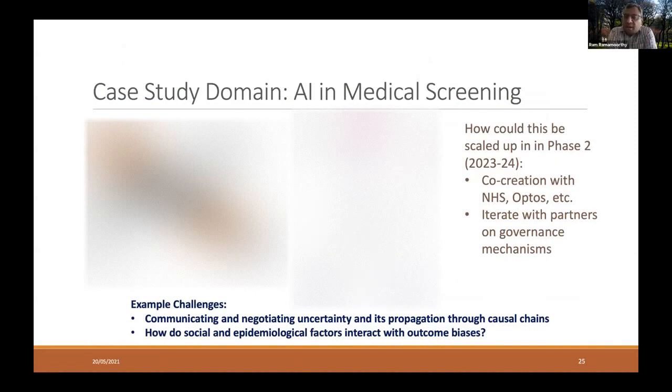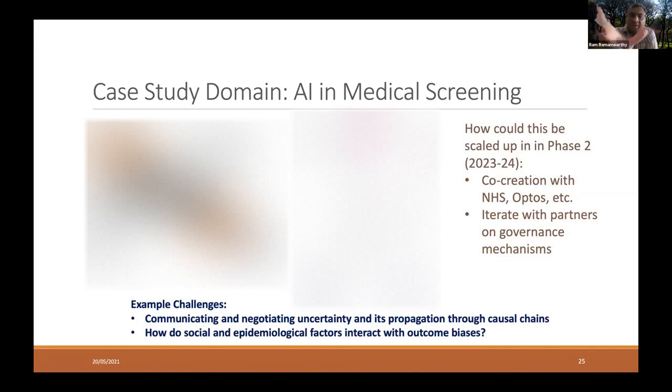So we're engaging actively with a couple of NHS teams and companies such as Optos, who are major suppliers to the NHS screening process. In one instance, we are speaking to a team that are in charge of diabetic retinopathy screening in Scotland. In another instance, we are speaking to the team that are in charge of HPV cancer screening. And in both of these situations, we are trying to understand how these teams can communicate and negotiate uncertainties and understand their propagation through the causal chains.